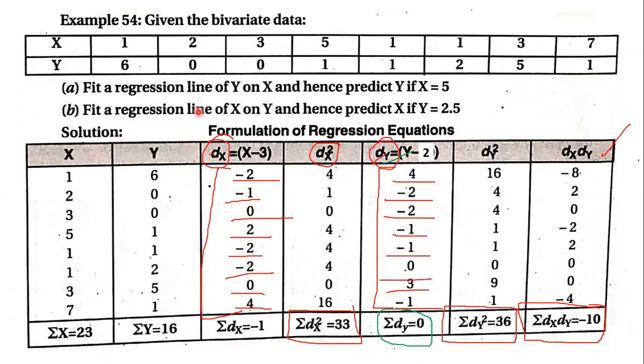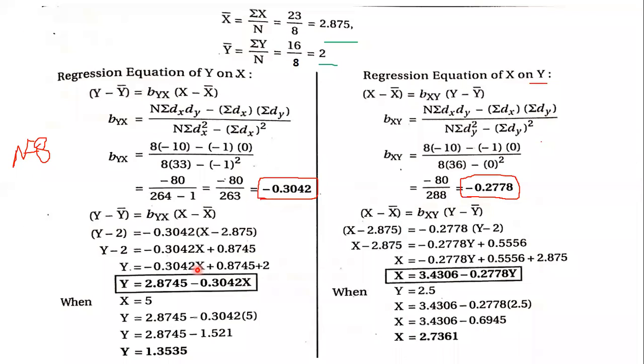Okay, now see the question once again, the last part of the question. Fit a regression line of y on x. We have done that, and predict y if x is equal to 5. So if x is equal to 5, you have to find the value of y. So just in the place of x, substitute 5, and if you simplify, you get the y value as 1.3535. Okay, so this is for y on x.